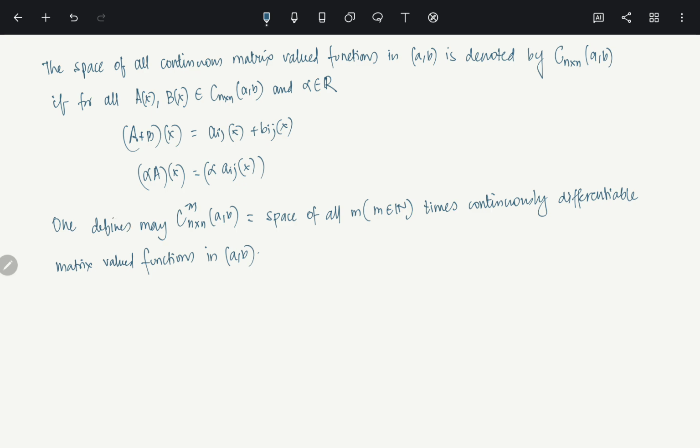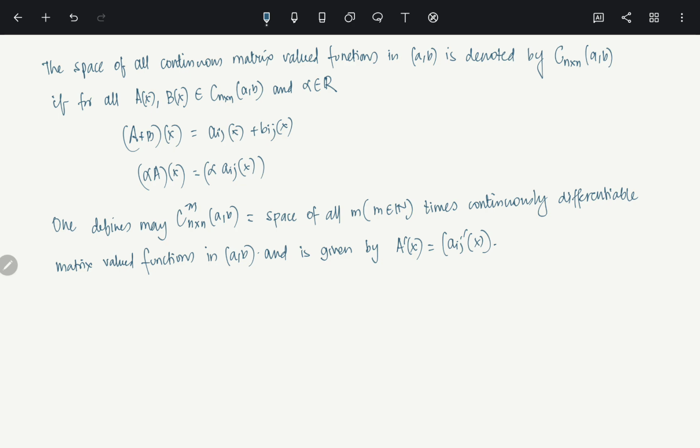Okay, now the thing is, how do you define such a thing? It is given by A prime of x, let's say. How is the derivative defined? A prime of x is nothing but a_ij prime of x, okay. So this is how we define it.